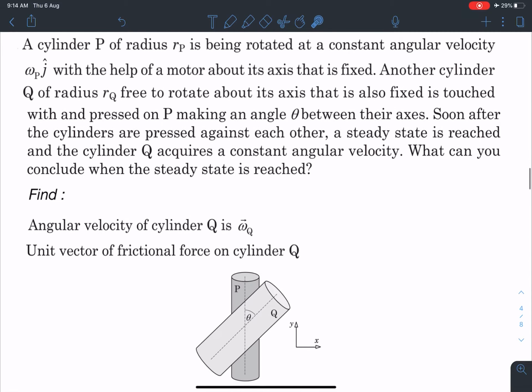So this question is originally taken from the Pathfinder book, and it has appeared in one of the Olympiads, but all the concepts are within the JEE domain, I'll say. So let's read this question.